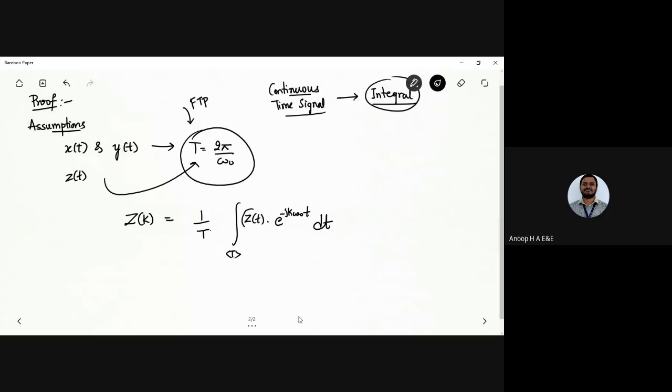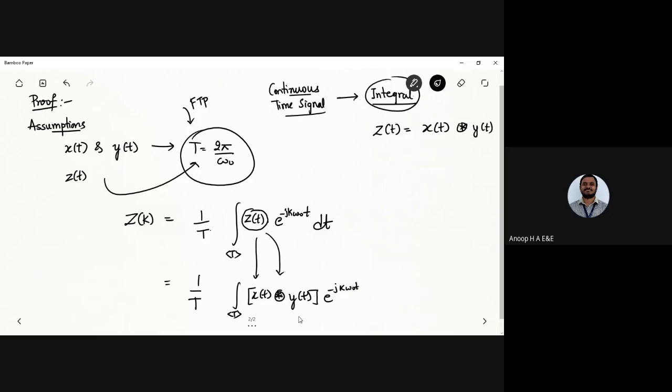Now how can I replace that z of t here? I replace it inside 1 divided by T integral over the time period, with x of t circularly convolved with y of t. So I'm going to replace z of t by the circular convolution, which is what we had defined: z of t equals x of t convolved with y of t. All right, then e power minus j k omega naught t dt.